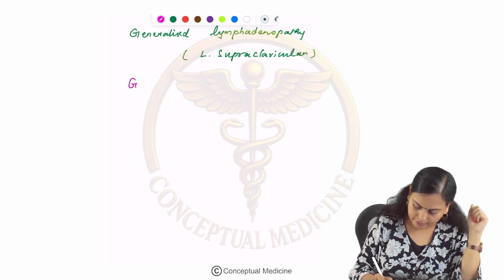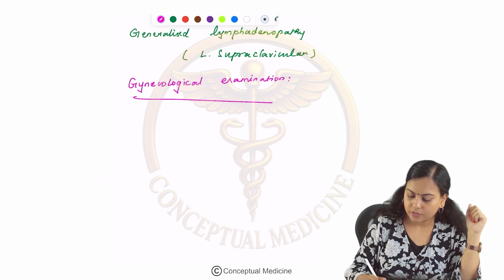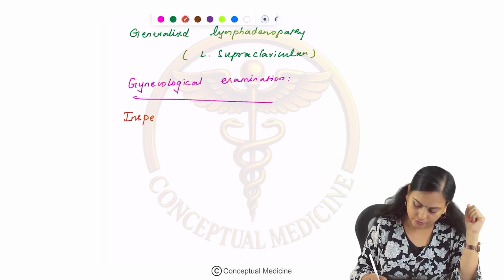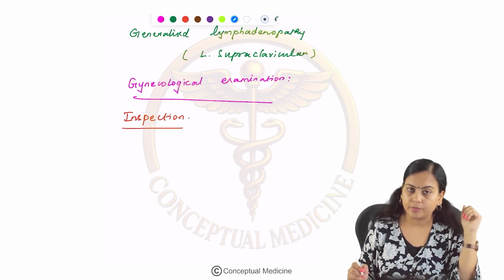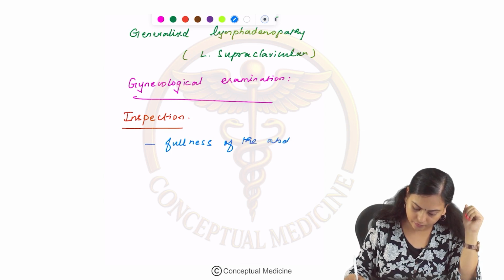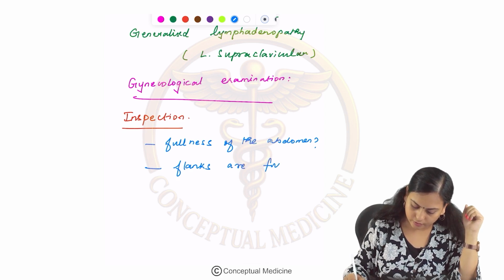Coming to gynecological examination, first we'll start with inspection, right? While you do inspection, you have to look for the fullness of the abdomen first. Then you have to check if the flanks are full or not.